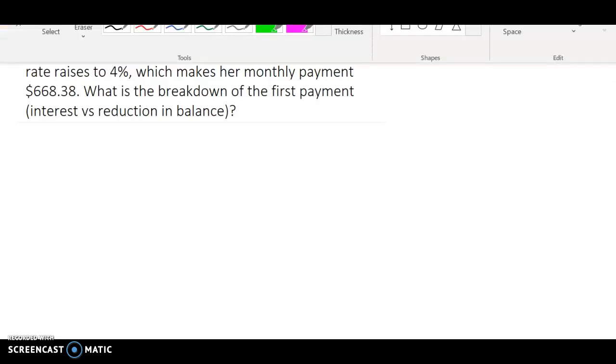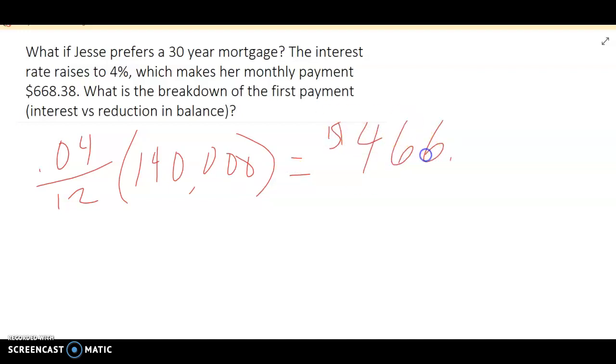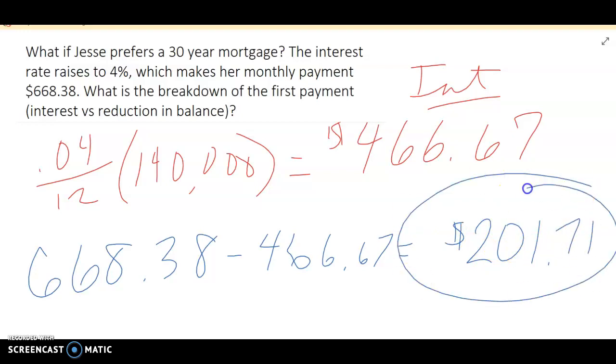So we do the same thing. We say, okay, let's take our interest rate, we divide it by 12, and let's multiply by the $140,000 that Jessie owes on this house. Now, that makes my interest for month one $466.67 rounded to the nearest penny. Now, again, thinking through this, Jessie's monthly payment is only $668.38, and $466.67 of that is interest. That means now this is the balance reduction.